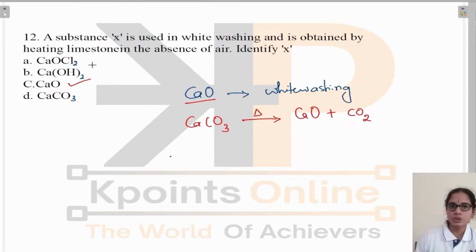First you have to observe the question, that is, what is given. Once again I will explain. A substance X is used in the whitewashing and it is obtained by heating limestone. They have given that this substance X is obtained by heating the limestone. So how do we obtain CaO, that is calcium oxide, from calcium carbonate, that is limestone? So the correct option will be calcium oxide. Okay. Let us see the next question.